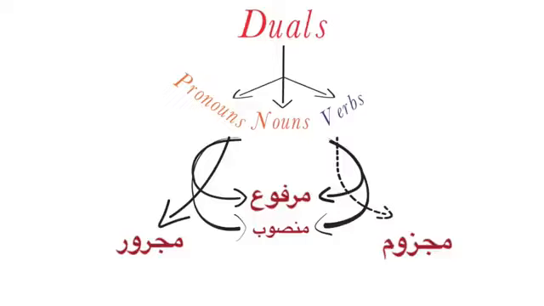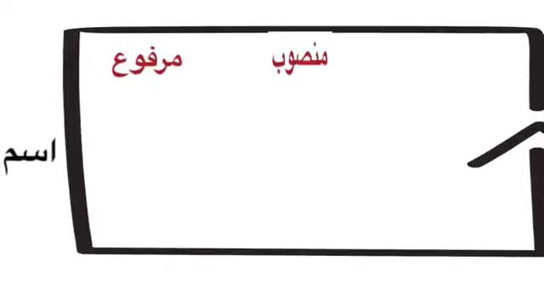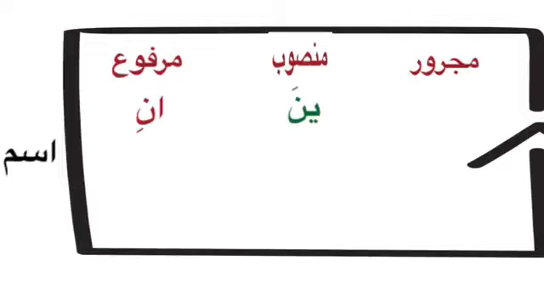So let's try to take some examples and see how to identify these things. If you take ism, which is a noun, and see what makes it marfu, mansub, and majroor: when marfu, what we have to identify the dual is that it will be ani. So any noun ending with ani is dual and marfu. And when you see aini, and aini, it's a typo here, it should be kasra here, it will be dual.